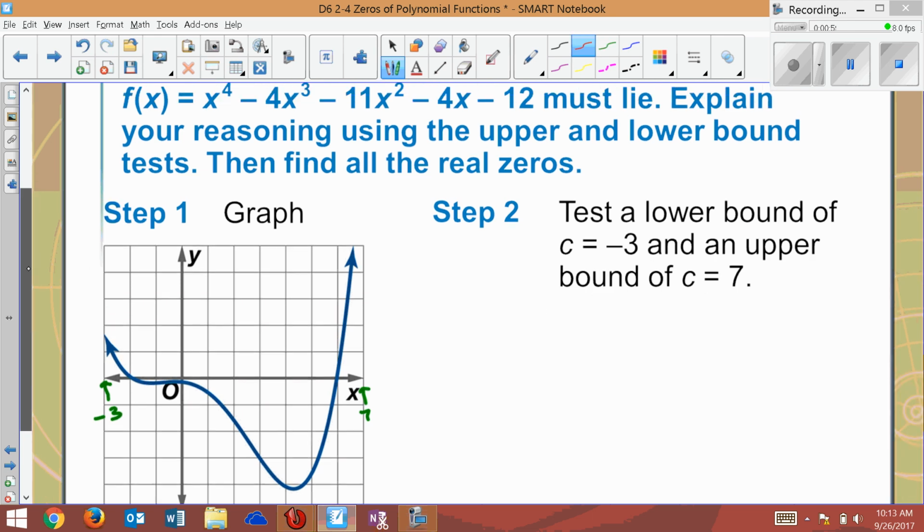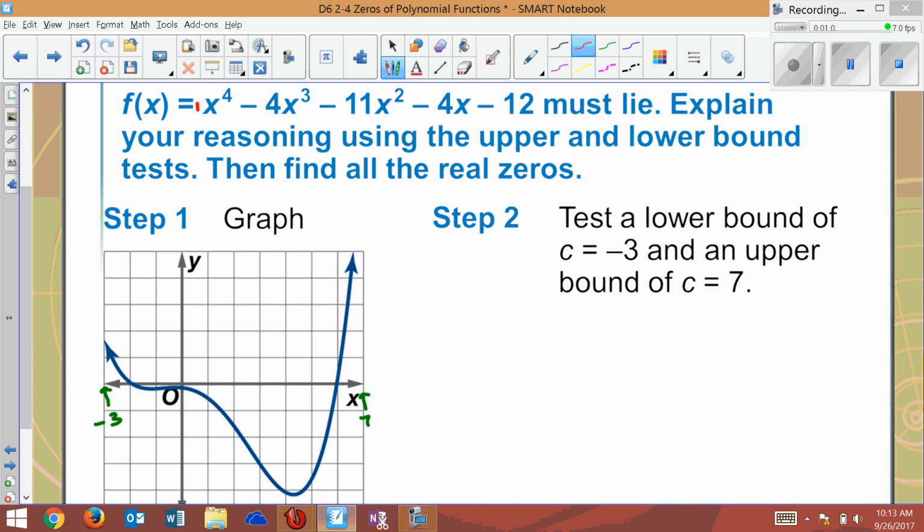I'm going to use synthetic division, so let me write down this equation. We have 1, -4, -11, -4, and -12. We think the lower bound is going to be -3. So I'm going to divide by that -3, and watch what happens with my answers. So you pull this down, we get 1.